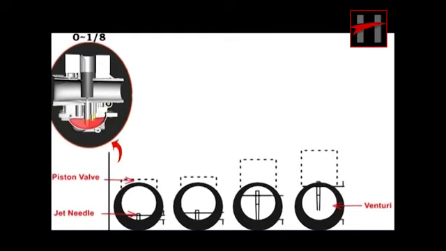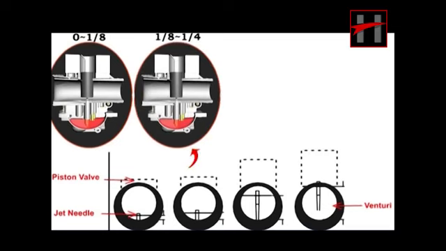As the throttle opens, the speed increases. According to the speed at which a vehicle is running, the carburetor uses the appropriate circuit for the delivery of fuel.